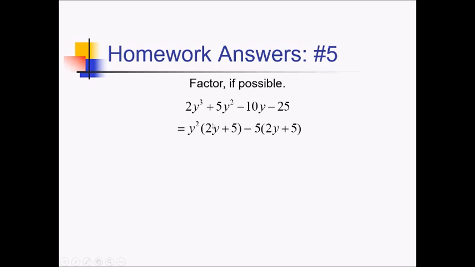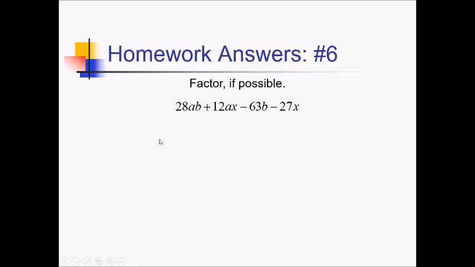So now I notice that both of these big terms have the common factor 2y plus 5. So I can take out that whole parentheses, and now I'll just take the things that are left in each term, y squared and minus 5, and put them in a parentheses next to it, and now this is fully factored.